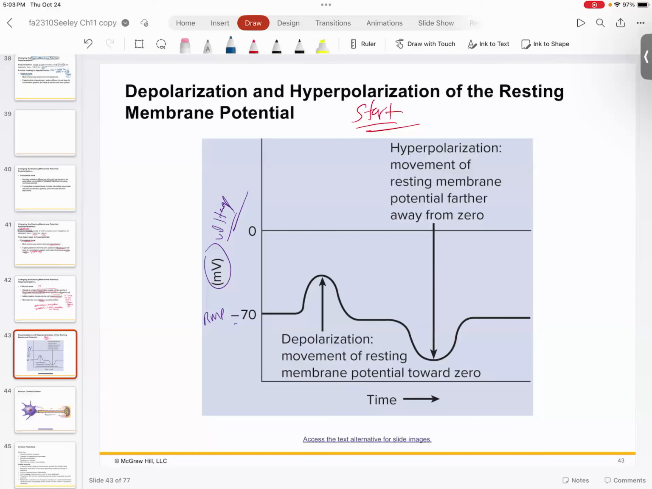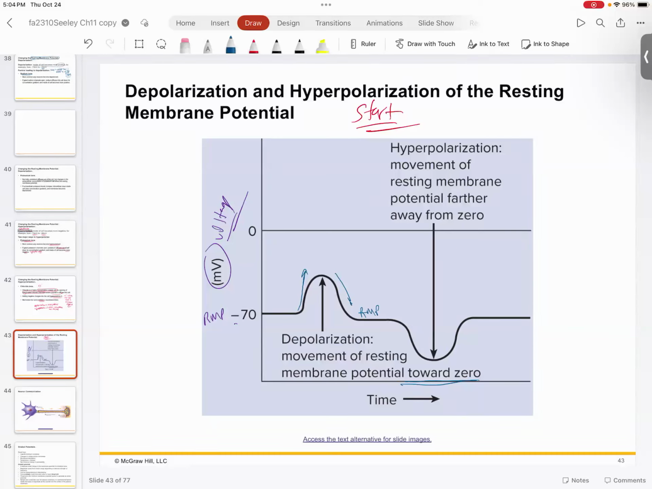When we depolarize, our membrane potential starts to move toward zero. Remember, it goes from like minus 70 to minus 55, so it gets more positive in nature. You can see this little uptick in the voltage going from minus 70 to minus 60 to minus 55. That's your depolarization event. And then if it goes back down, that's a repolarization event back to resting, which is what you have here in your flat line.